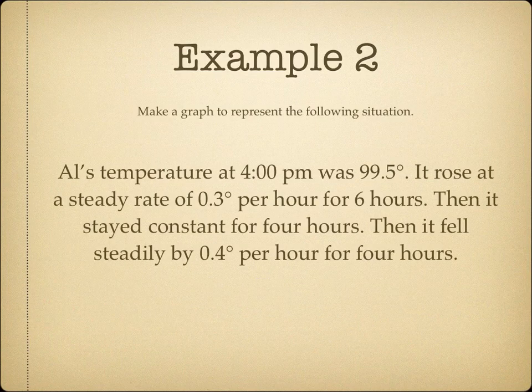Okay, so in this example, it's asking us to make a graph. And we haven't done a ton with graphing yet, but I am confident that you are able to do this. We have Al's temperature at 4 p.m. being 99.5. It rose at a rate of 0.3 degrees per hour for 6 hours, and then it stayed constant for 4 hours, and then it fell steadily by 0.4 per hour for 4 hours. I'm going to scroll over to my graph. You'll want to keep looking back at this slide to get your information off of it. And I'm going to number my graph ahead of time, so you may want to pause the video when I flip the slide and number your graph before I start talking again.